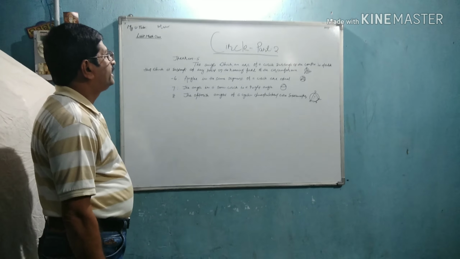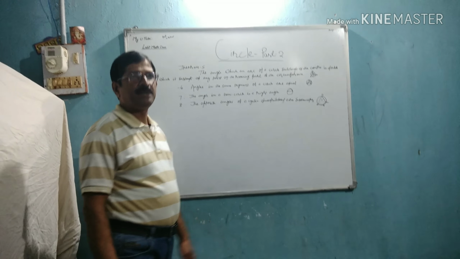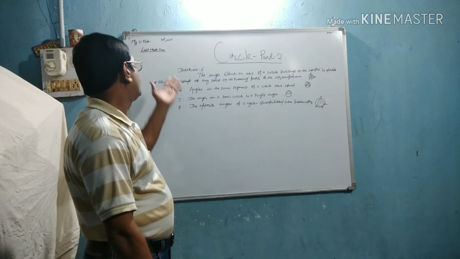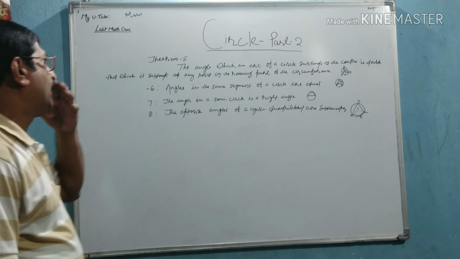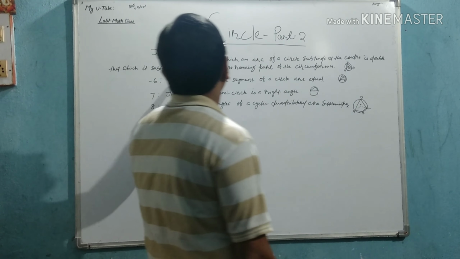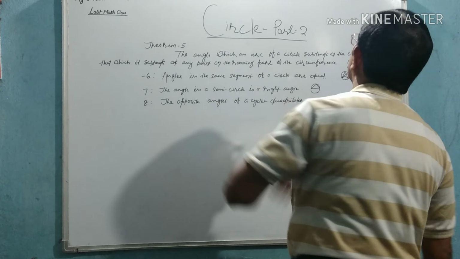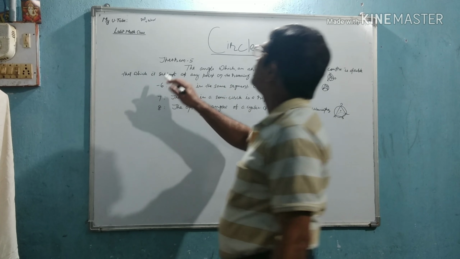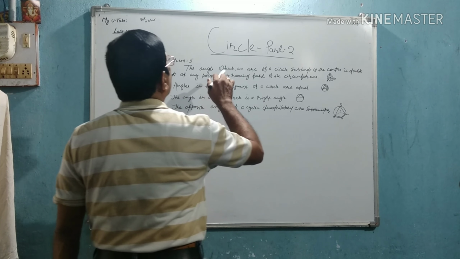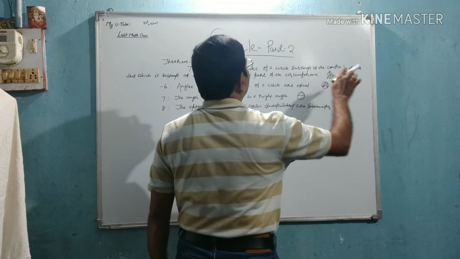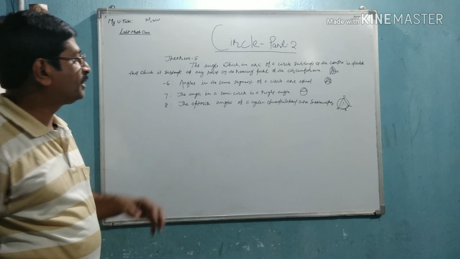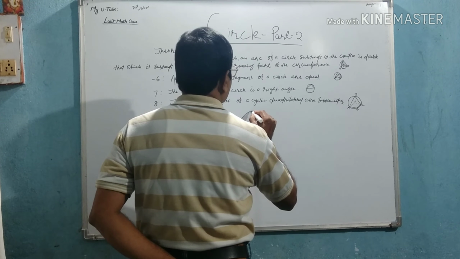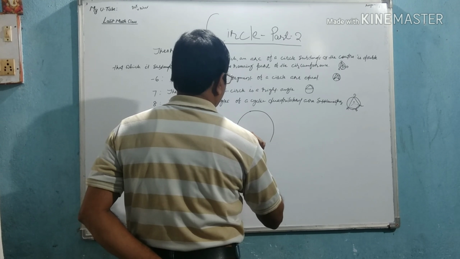Today we shall read Circle Part 2. In my previous class I have already explained some theorems, and today we shall discuss these 4 theorems. Among them the first one is: the angle which an arc of a circle subtends at the center is double that which it subtends at any point on the remaining part of the circumference. Before that, I want you to see this picture and this theorem so that you are able to understand.